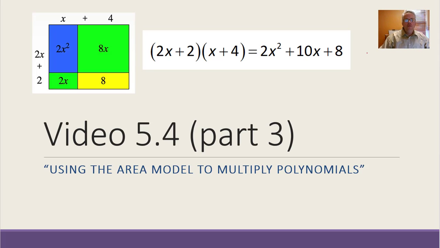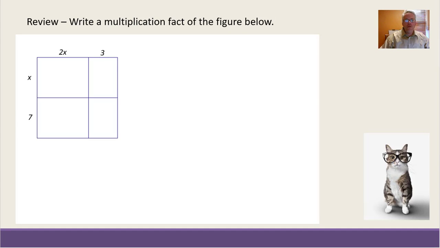Alright, so first before we begin I want to review what we've been doing in the last couple of lessons. We've been given a figure kind of like this one and asked to write a multiplication fact. To write a multiplication fact we just write the total area two different ways. So the first way is taking the total width times the total length. The total width is x plus 7.